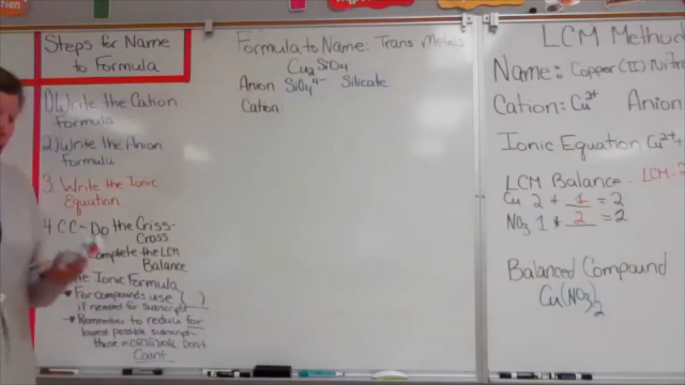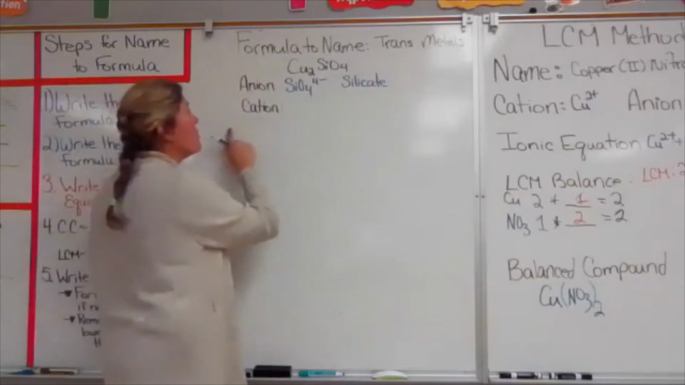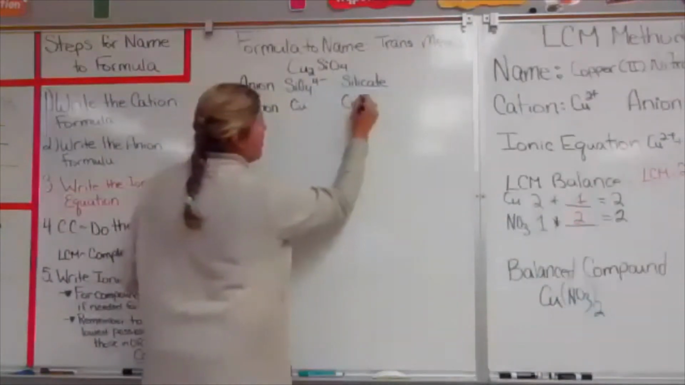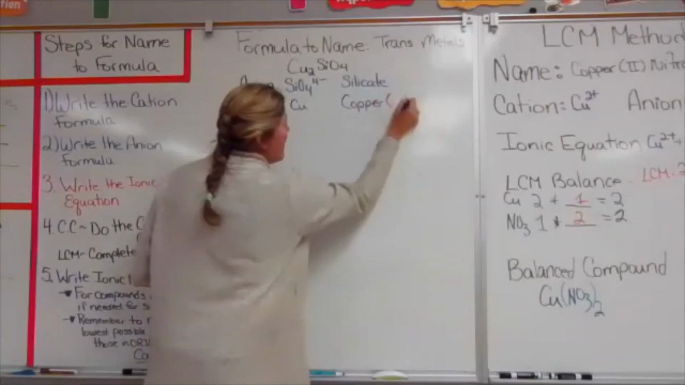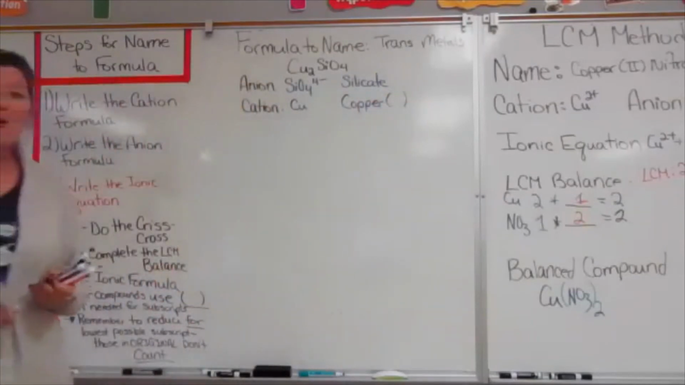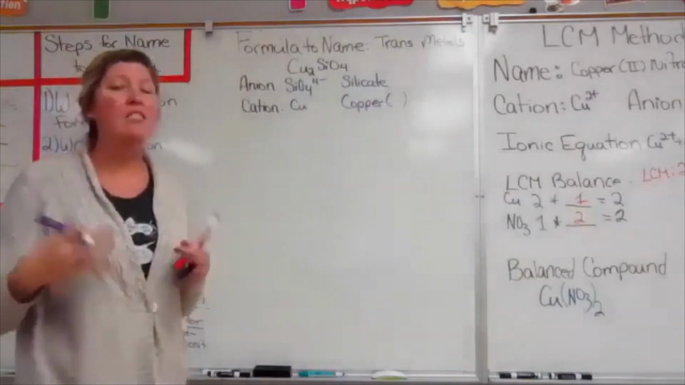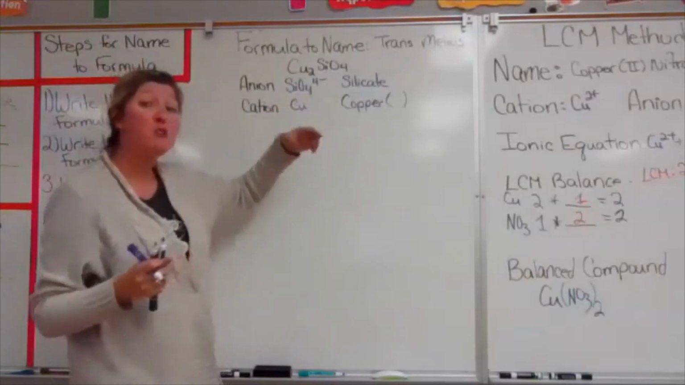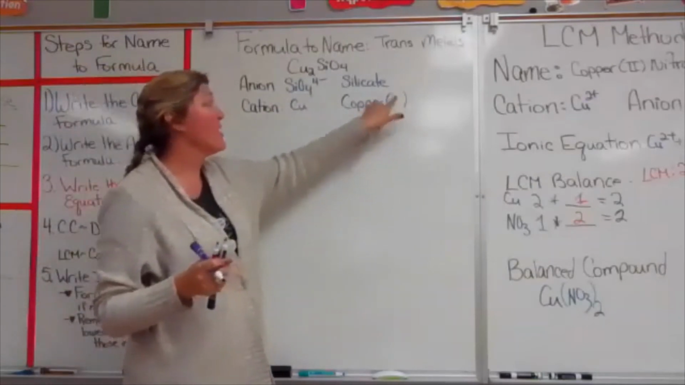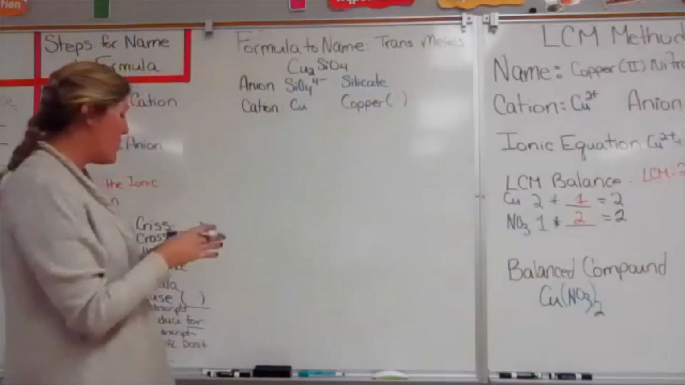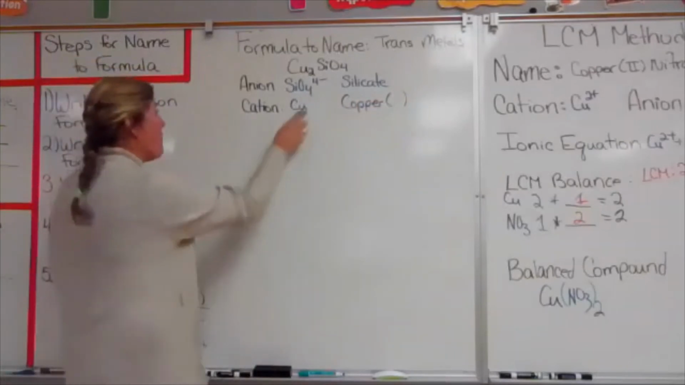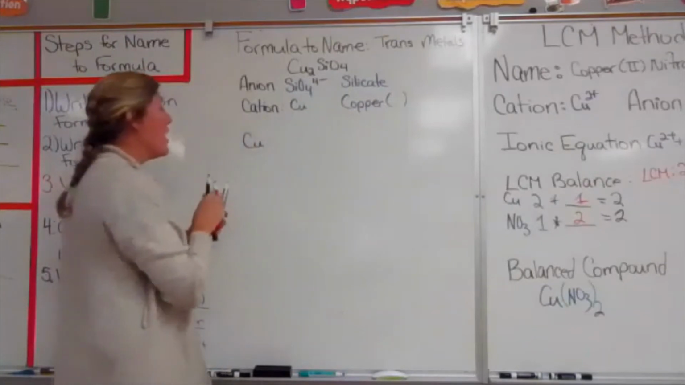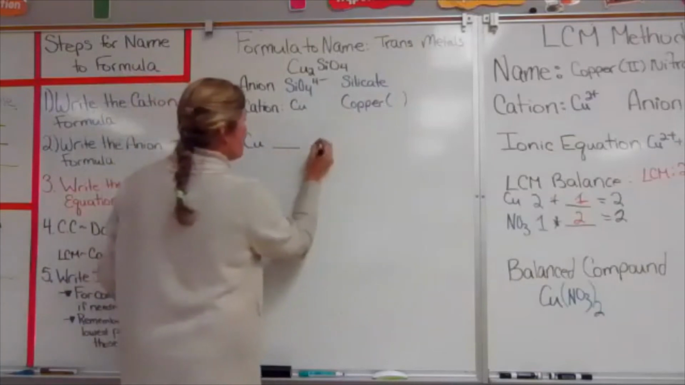Then we know that our cation is written first. It's copper. We can write that as Cu, and we can start writing copper. But we do not know what is in the parentheses yet because copper is a transition metal with multiple oxidation states, which means you might have copper 1, 2, 3, or 4. So we have to use the LCM method to figure out what goes in those parentheses. So we start our LCM chart. We go ahead and pull copper down. So we have Cu. We do not know the charge of copper. Remember, charge always goes first. We can fill it out.